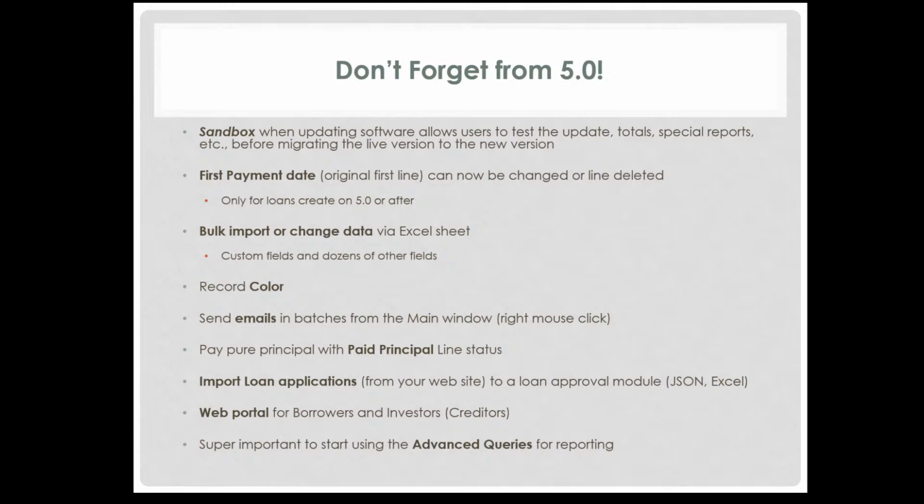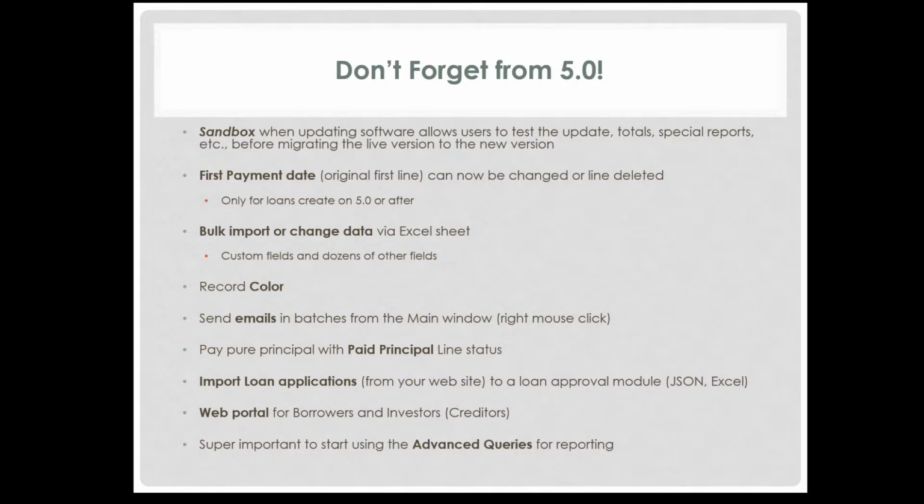Super important, and people are starting to use them slowly. It's called the advanced queries. So before version 5.0, you had to select the loans in the main window. You sort, you select, you display some loans or not. And then you select them, and then you print your report.